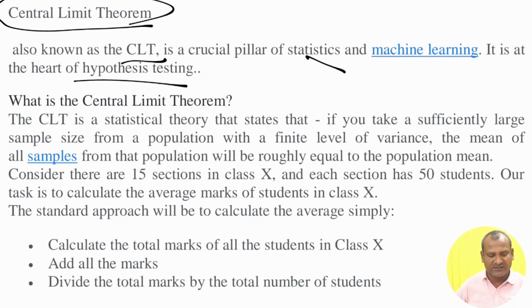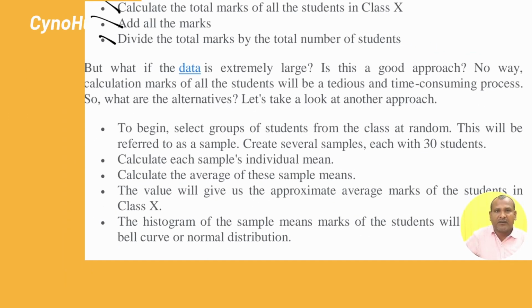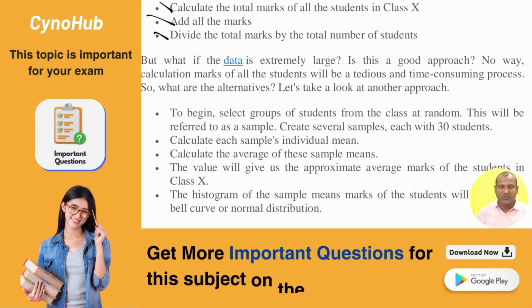See one example. Consider there are 15 sections in class 10th and each section has 50 students. Our task is to calculate the average marks of students in class 10th. Generally we will follow the standard approach. First, we will calculate the total marks of all the students in class 10. Second, adding all the marks. And third, divide the total marks by the total number of students. So by that we will get the result. But that is the general scenario we follow.